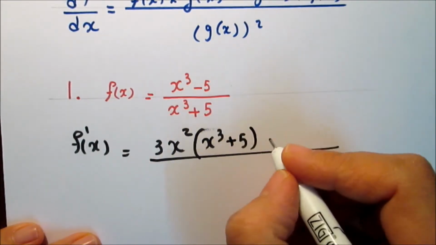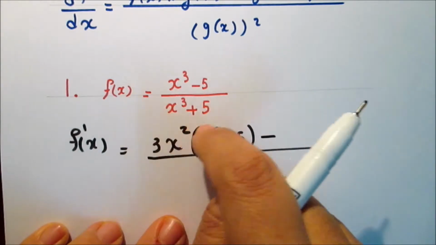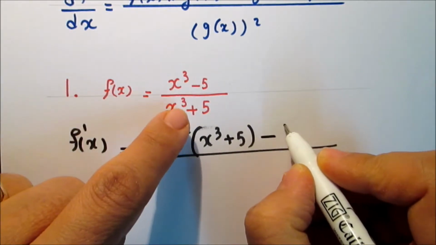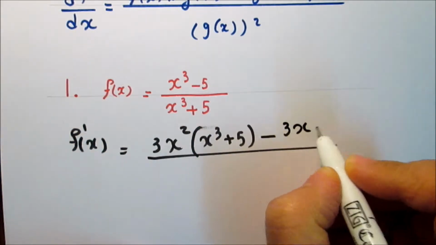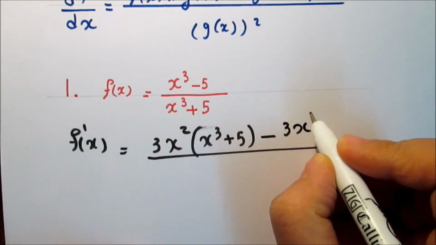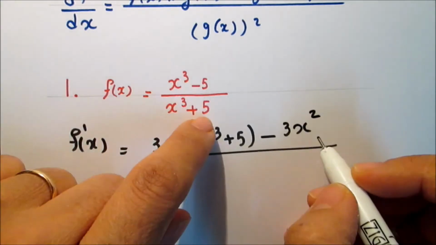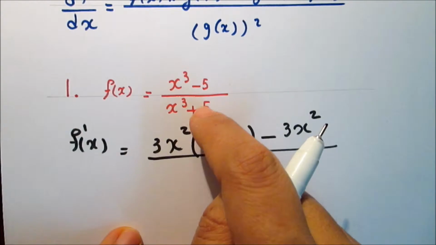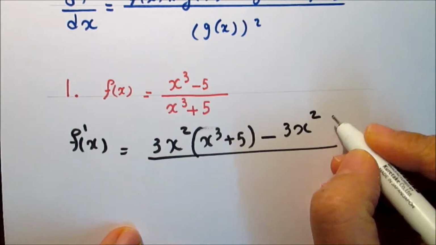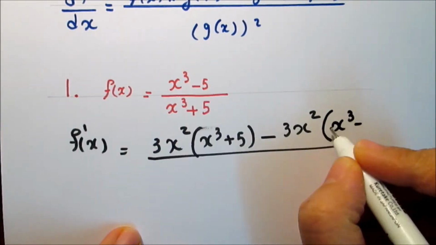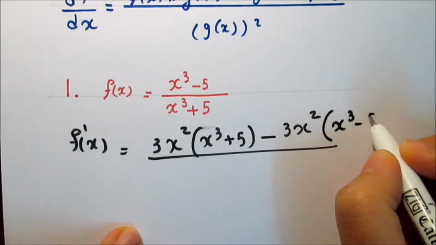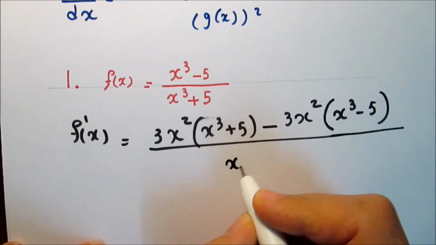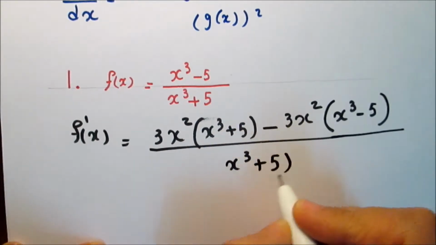If it's a quotient, you subtract, take the derivative of the denominator. We have x cubed, so start by the exponent 3, x to the power 3 minus 1 to be 2, so 3x squared. 5 is a constant, so the derivative is 0. 3x squared is the derivative of the denominator. Now multiply by the numerator, so times x cubed minus 5. Down, just put the square of the denominator, so we have x cubed plus 5 all squared.